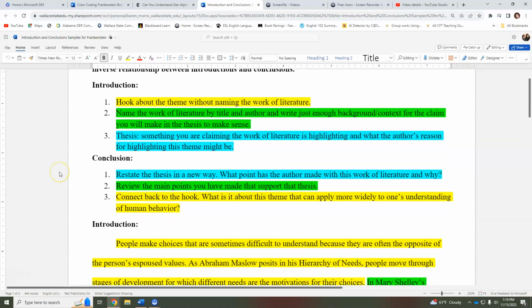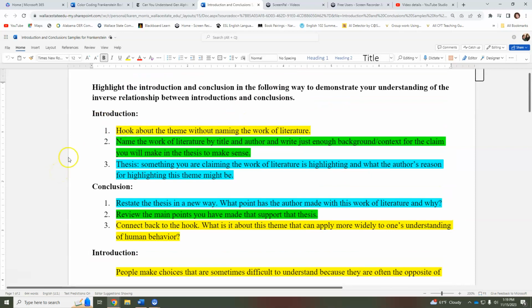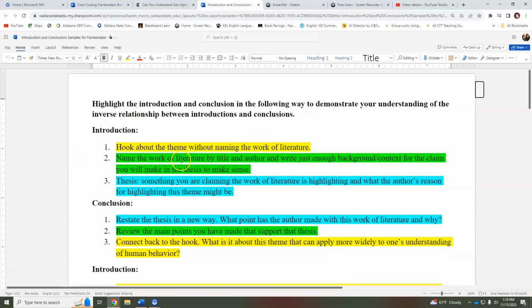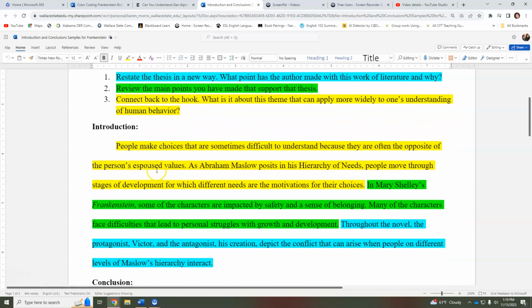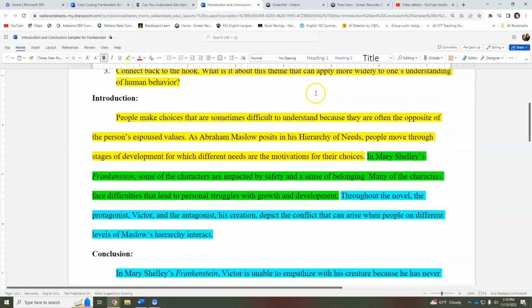All right, so let's look at an introduction. We want to see, do we have a hook? And we're not naming the work of literature in that hook. We're focused on just the theme. So our theme for this one is about making choices. And the lens through which we're going to view the characters of the novel is the Maslow's hierarchy of needs. So those two sentences help develop that basic idea.